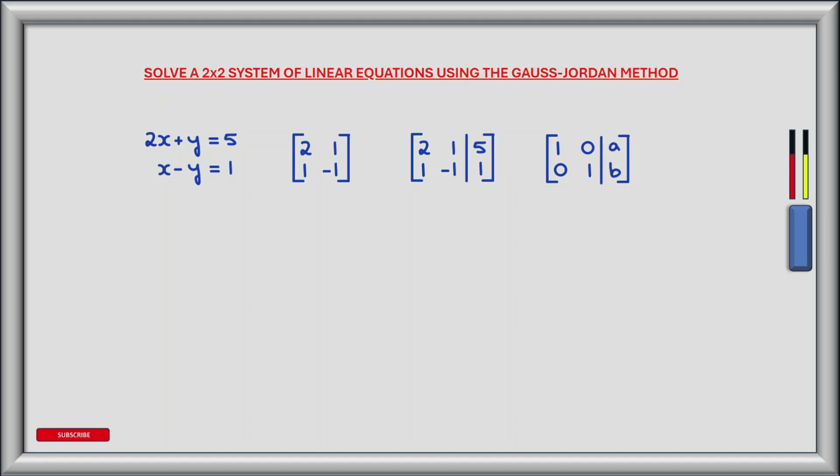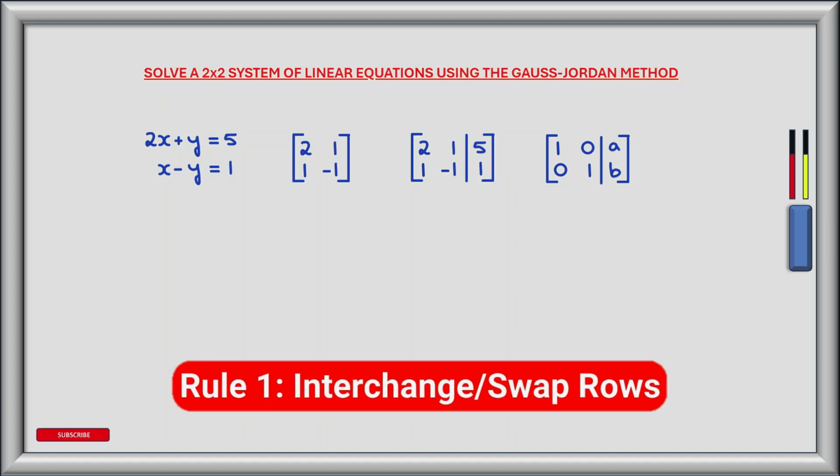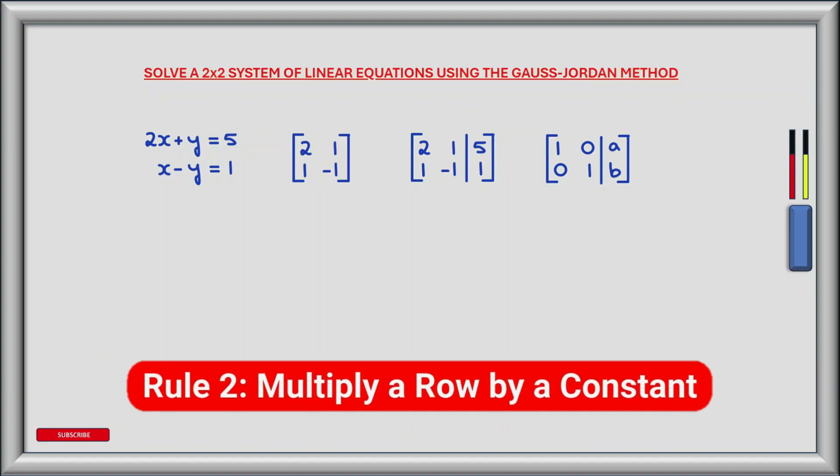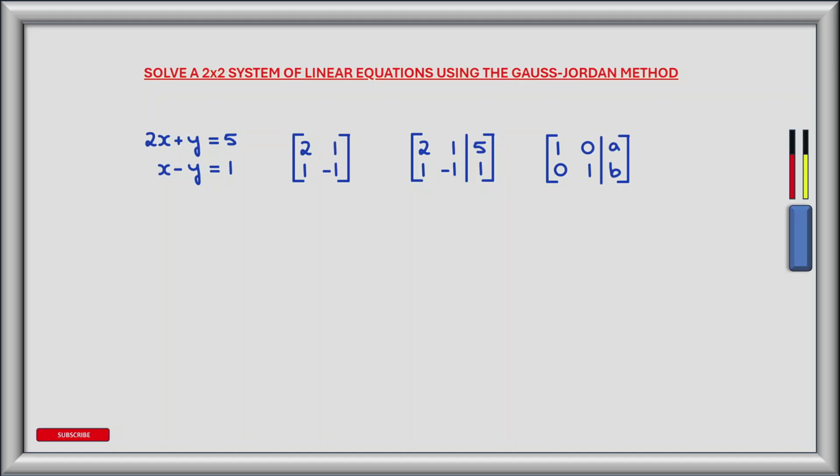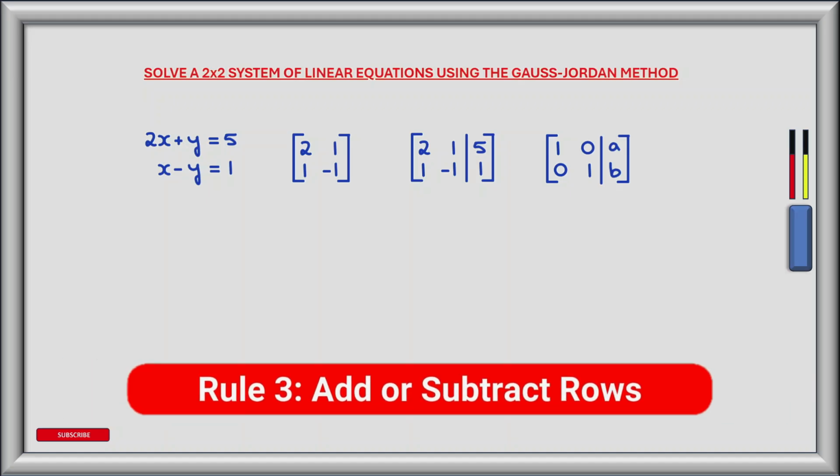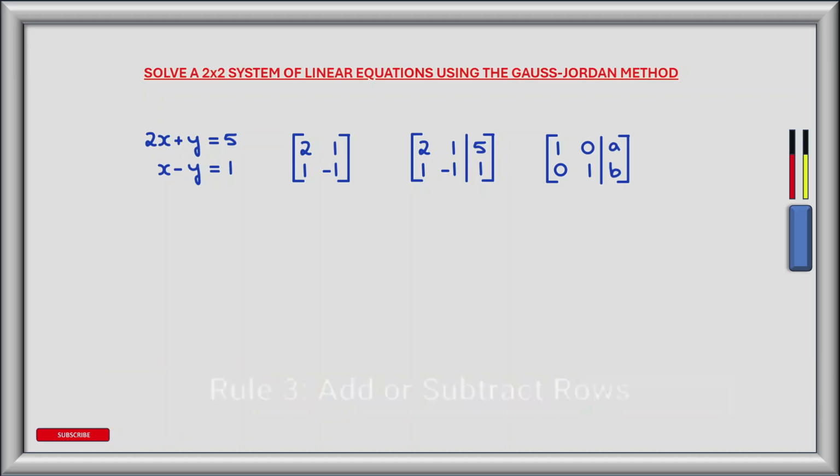Now let's look at what rules we're constrained by when reducing the matrix to reduced row echelon form. Rule 1, we can interchange or swap any two rows. Rule 2, we can multiply a row by any non-zero constant. Rule 3, we can add or subtract any two rows, which can be done in conjunction with Rule 2, which enables us to multiply a row by a non-zero constant. Let's apply these rules to our system of equations and demonstrate a step-by-step technique to reduce our 2 by 2 matrix to reduced row echelon form.